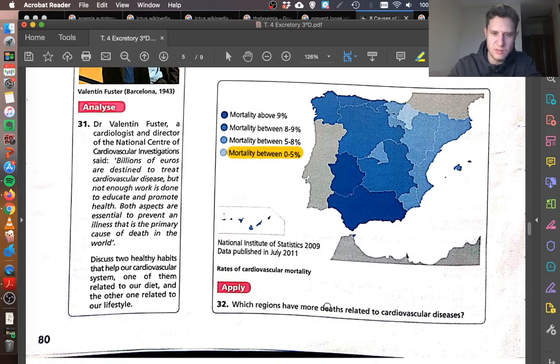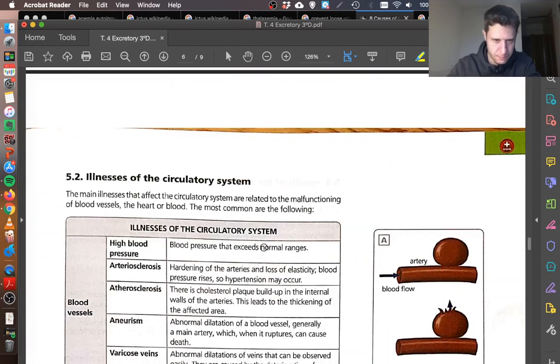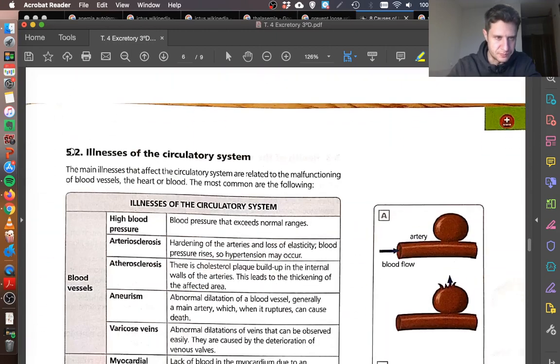So which region has more deaths related with cardiovascular disease? As we can see, in the south. Okay, very good. Being there, they're doing good.